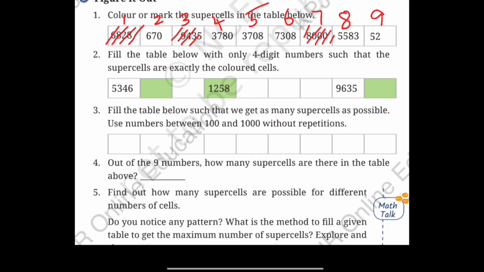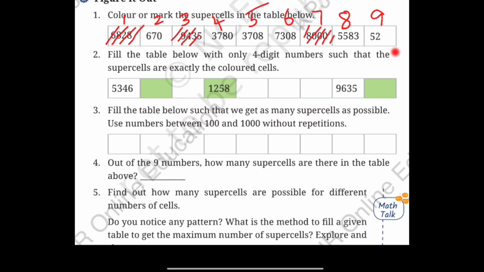Now compare the eighth cell. One side is greater, so we can't take that as a supercell. 52, one side is greater, so we can't take that as a supercell. Whatever number we are considering, that number should be the greater number among the neighbor cells. Understood, ma? Any doubt till this?